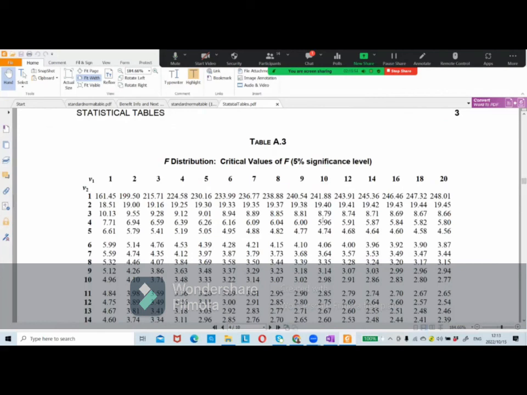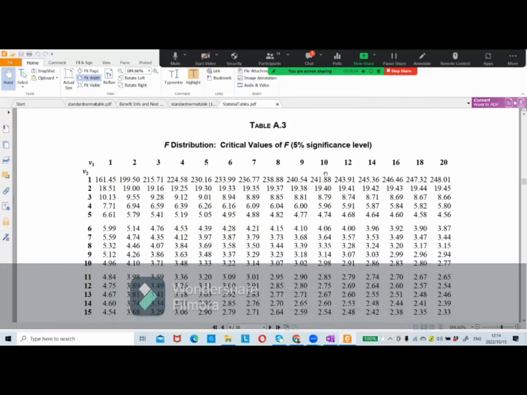Look at it now. Look at the way they put the F table. It is for 0.5, is 5. Can you see the table? Yes, sir, but it's not clear. Don't worry, it's your network. It will clear by the time I remove it.